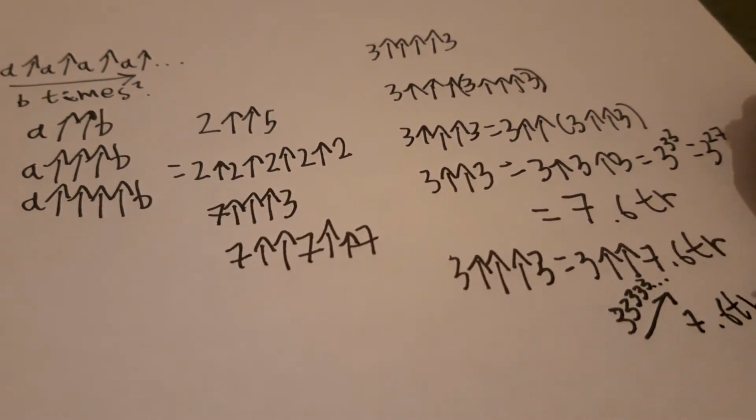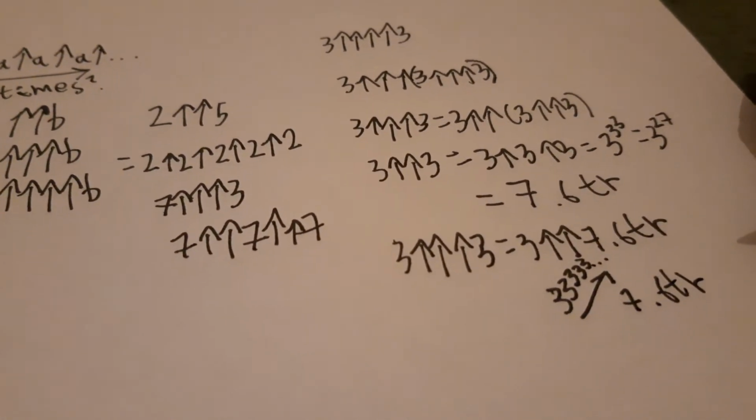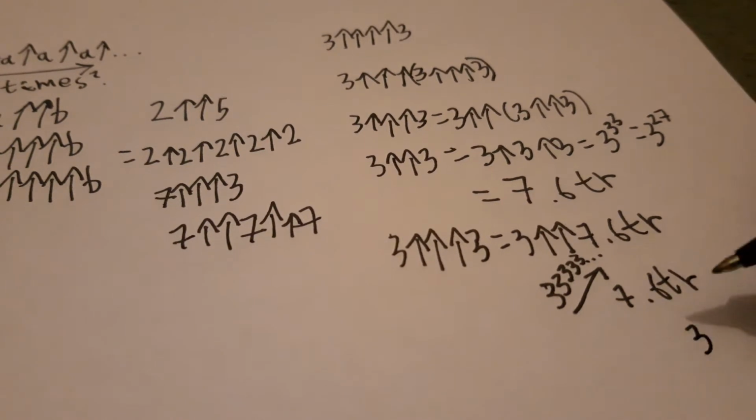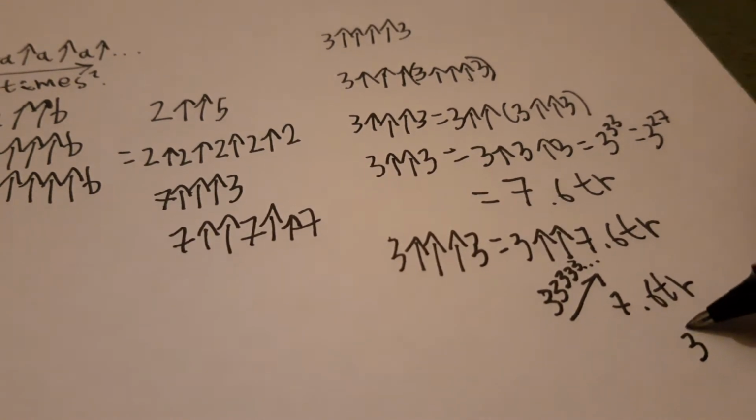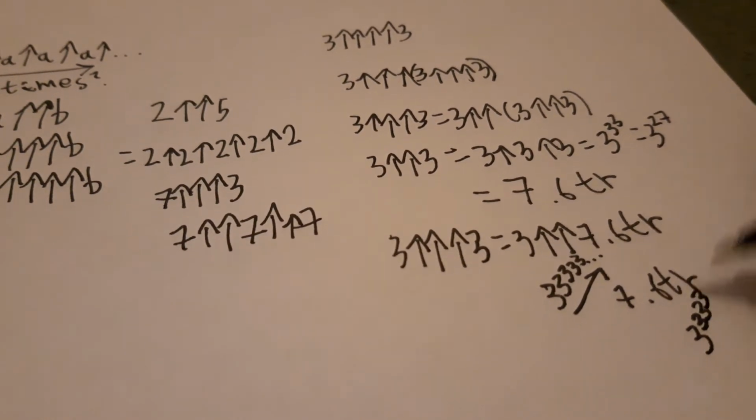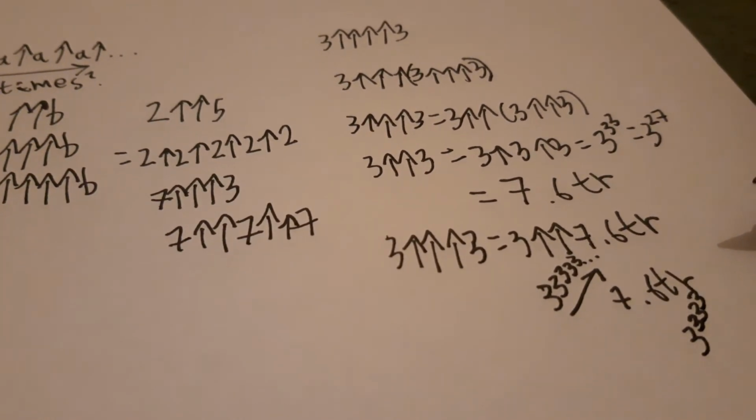7.6 trillion times. That's so many times. Now, to put that into perspective, 3 to the power of 3 is 27. Add another 3, you get 7.6 trillion. Add another 3, and it's already bigger than a Googolplex, which is that number we saw earlier.